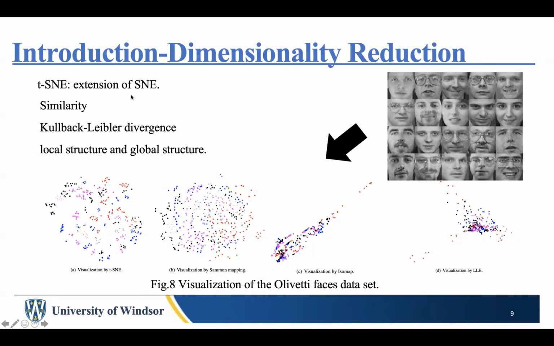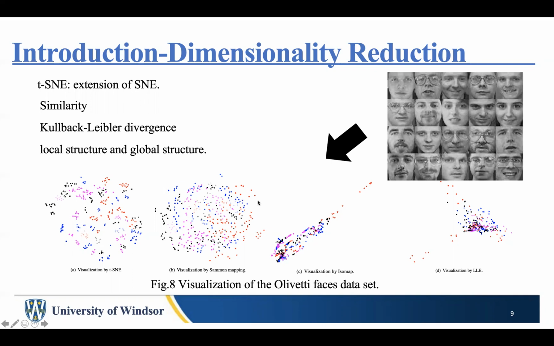t-SNE maps the data points in the high-dimensional space to a low-dimensional space according to their pairwise distance. It introduces gradient descent to learn and minimize the Kullback-Leibler divergence between the probability density of the high-dimensional data points and the low-dimensional data points to preserve both the local structure and the global structure.